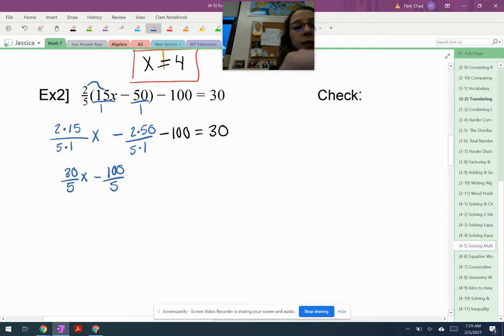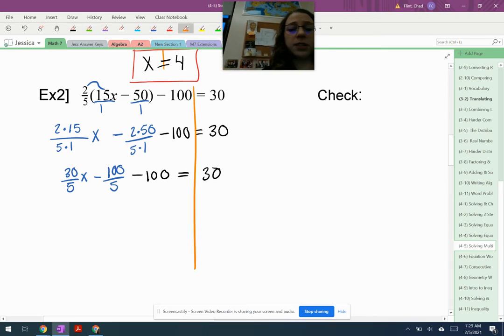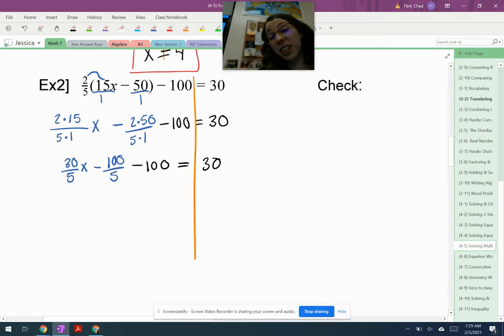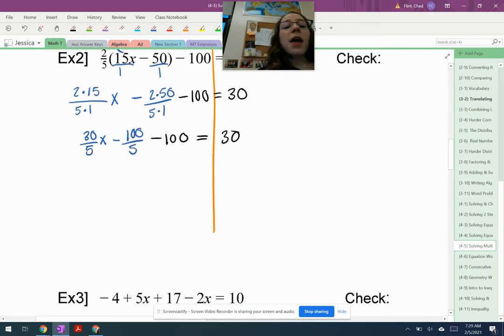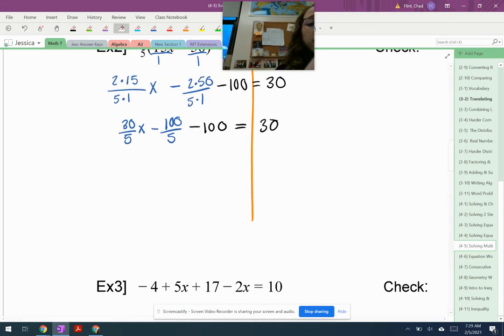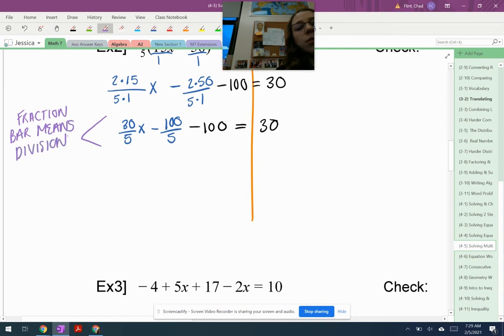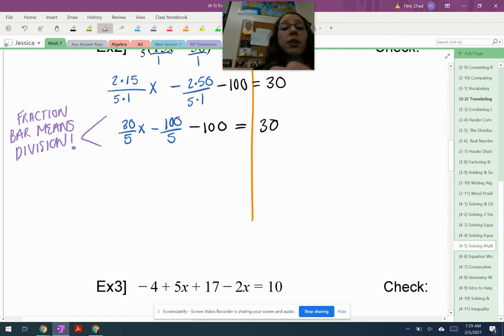Equals 30. And again, I'm forgetting to draw my line down the center. Usually when I'm in class doing this, I've got you guys to remind me to do that. And then remember that the fraction bar just means division. Fraction bar means division. So do the division.